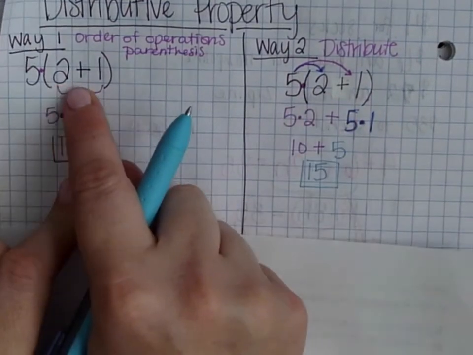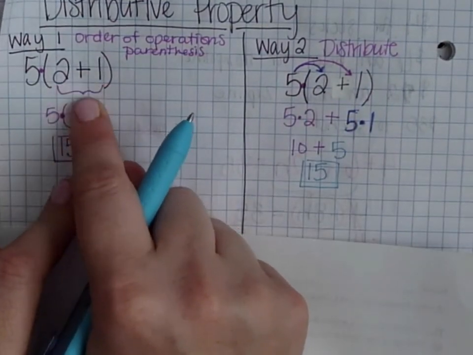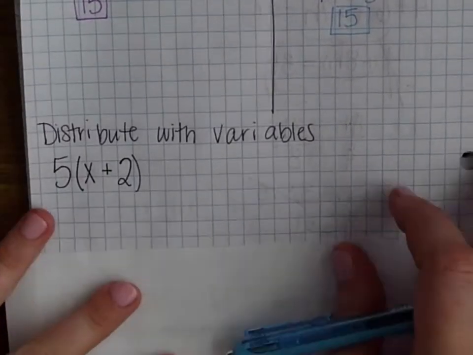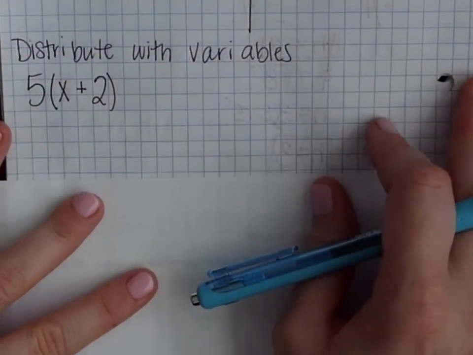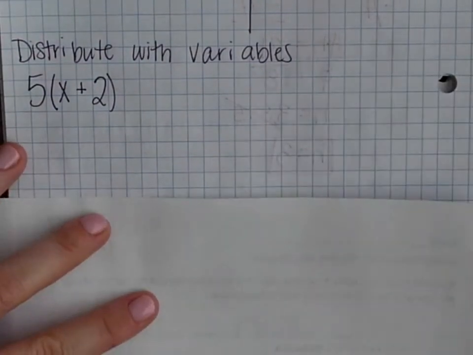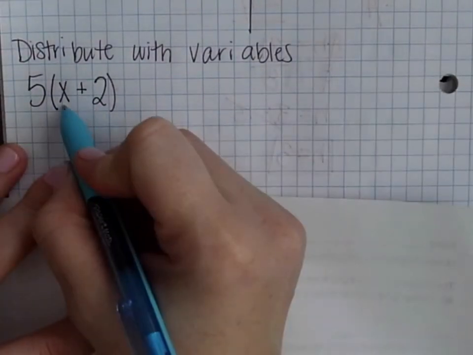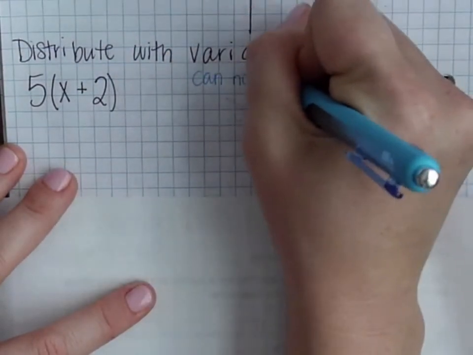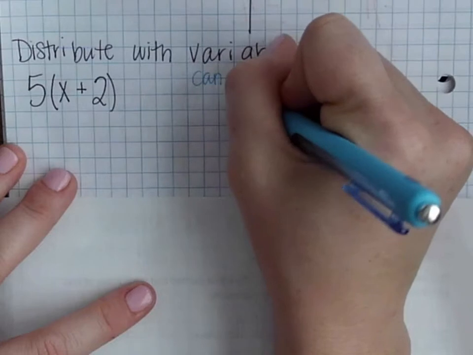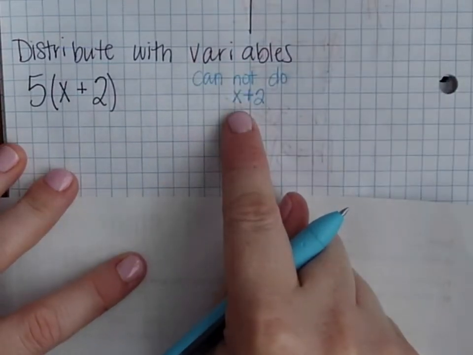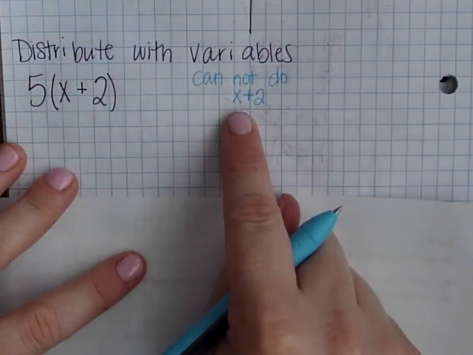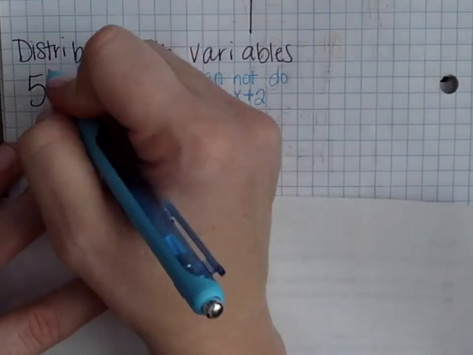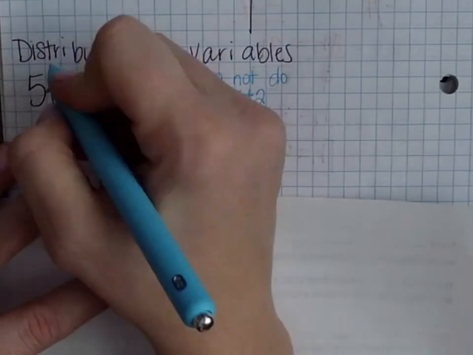Now, in this case, it was definitely easier to add this and then multiply. But when we start using variables, that's when this gets a little tricky. We cannot do the first way. We cannot do x plus 2, because we don't know what x is. It's an unknown. It could be 2, it could be 25, it could be 45. We don't know what this is, so we can't actually add that. All we can do is multiply this in.